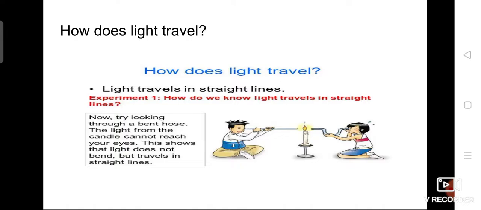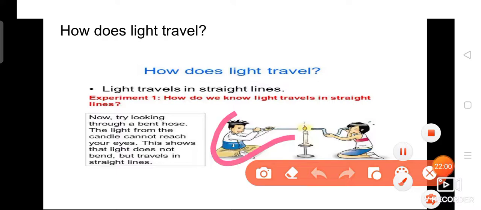Now you have to take a cylindrical object, that is a tube-like structure, and try to see through the tube. You are going to see the light coming from the burning candle through that tube. What do you see? You will be able to see the light produced by the flame of the candle, because you are taking a narrow cylindrical tube and looking at the flame.